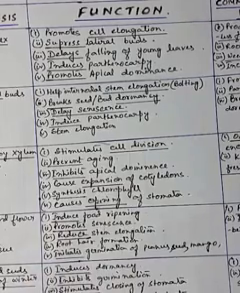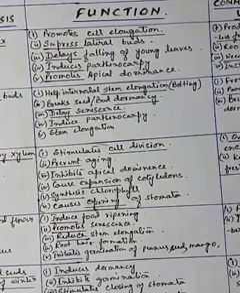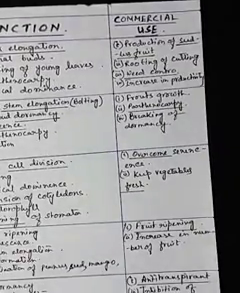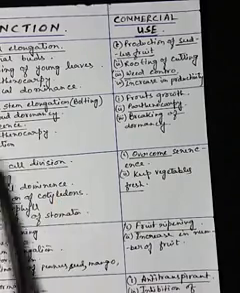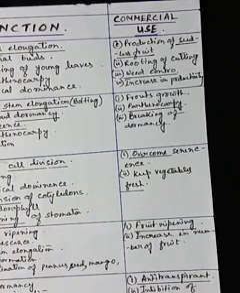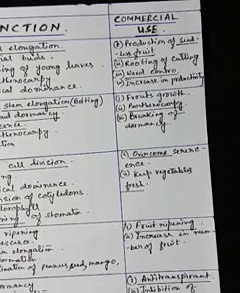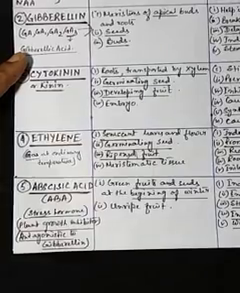They synthesize chlorophyll, meaning they enhance photosynthesis, and cause the opening of the stomata, meaning transpiration takes place by this. What is the commercial use of the cytokinin? Similar to auxin, it is used to overcome senescence and keep the vegetables and fruits fresh.